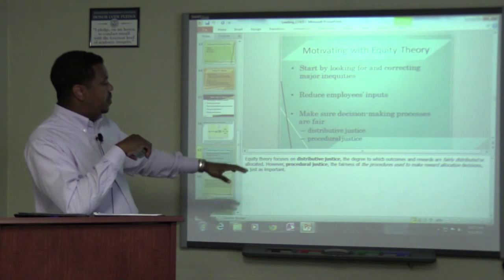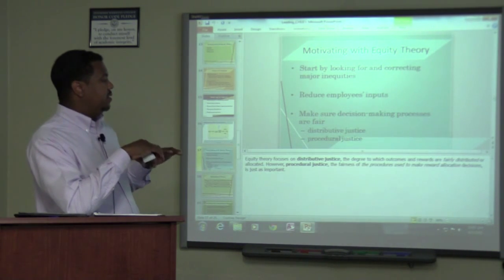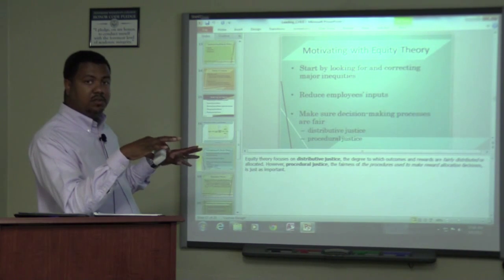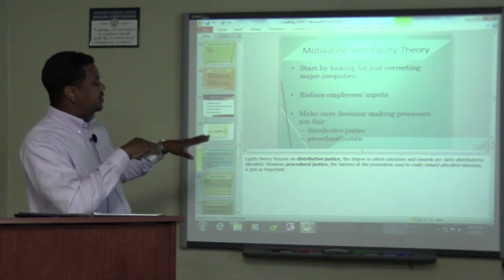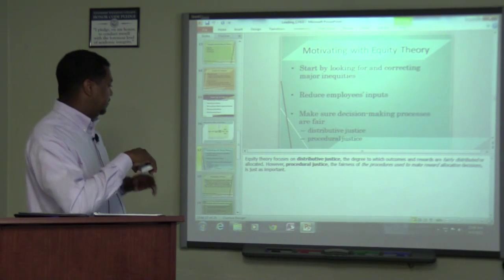the organization. We have to make sure we have fair procedural justice as well, that the procedures used to make rewards, make promotions, and select individuals to serve on certain special projects are a good procedure put in place that's fair for all individuals in our organization.